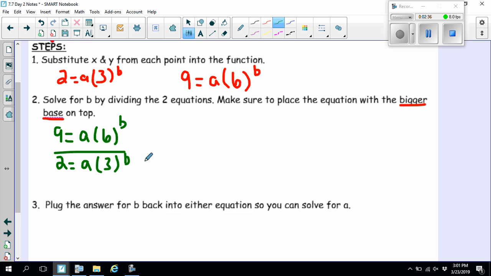So now what we're going to do is simplify this. So we'll do 9 divided by 2. It's fine to get decimals here, which is very likely what's going to happen. So we're going to have 4.5 equals. Now the a should always cancel out because you're always solving for b first. Now look at here. We have 6 to the b power divided by 3 to the b. Notice that they now have both the same exponent but different bases.